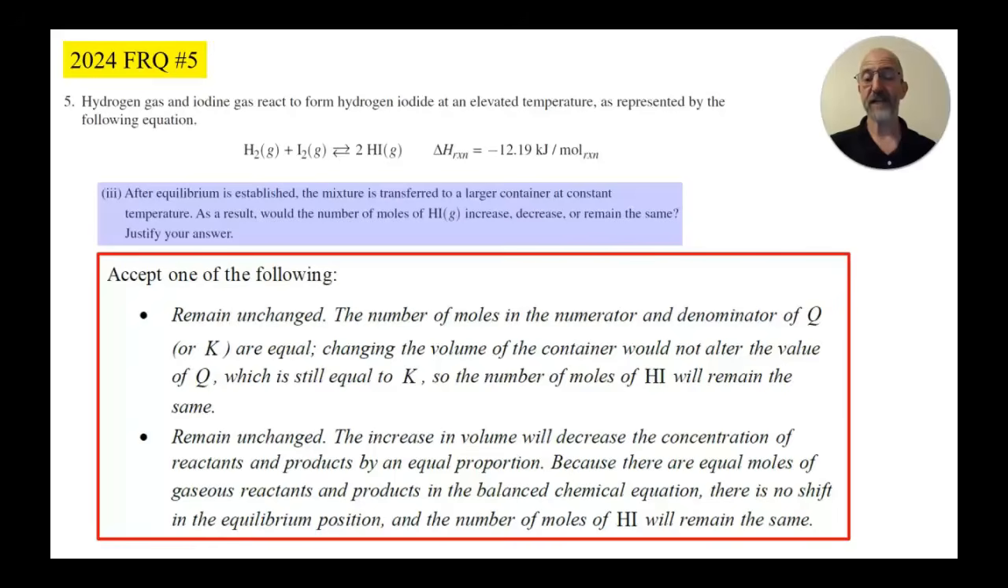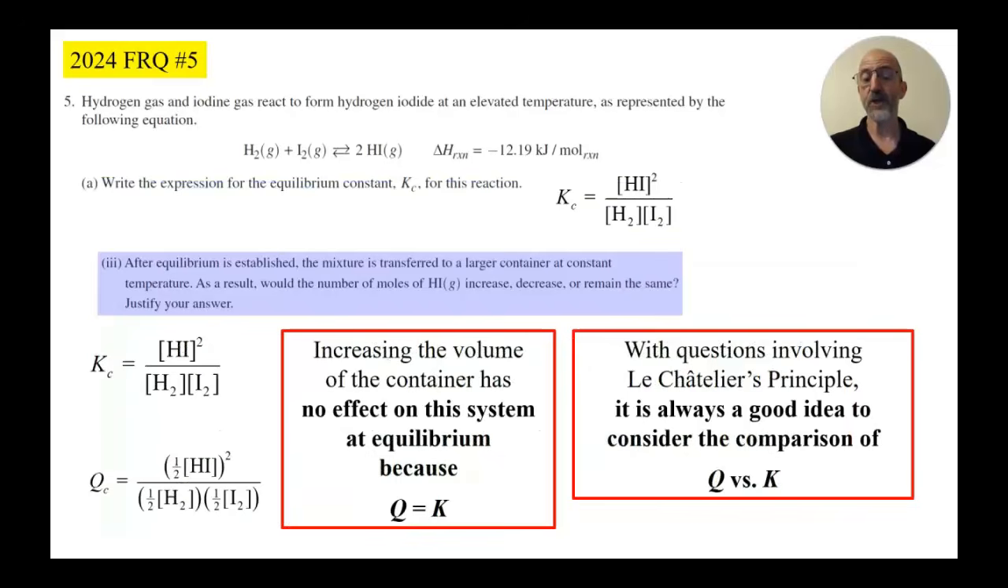Another justification is to indicate that you're decreasing the concentration of the reactants and the products by an equal proportion. And so again, because there are equal moles of gaseous reactants and products in this equation, there will be no shift either to the left or the right, and the number of moles of HI will remain the same. So again, Q versus K, if you can do it, would be a really good strategy on the free response section of the AP Chemistry exam, especially when you have to justify your answer for your prediction.